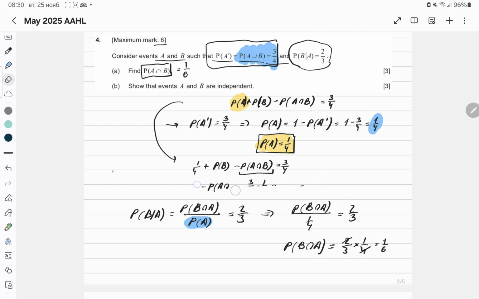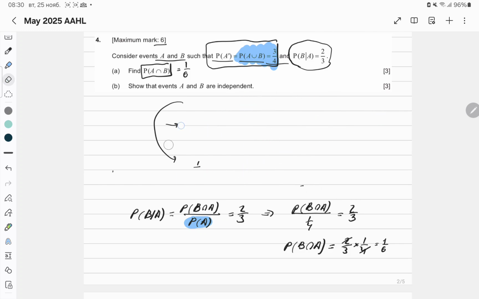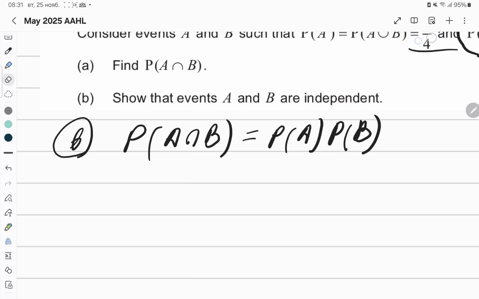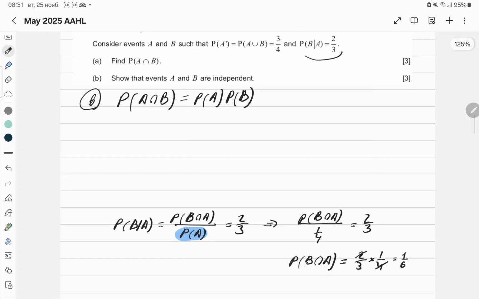Now I'm going to erase part A and turn to part B. Part B says show that events A and B are independent. Do you remember the condition of independence? It's given in the formula booklet: P of A intersection B is equal to P of A times P of B. If this is true, the two events are independent, and we have to show that it is true. So let's plug in the values we found. The probability of the intersection is 1/6, so the left hand side is 1/6, and the right hand side is P of A, which we found is 1/4, times P of B.